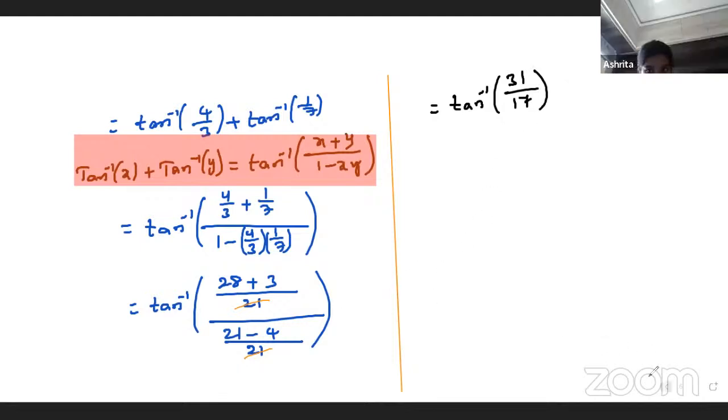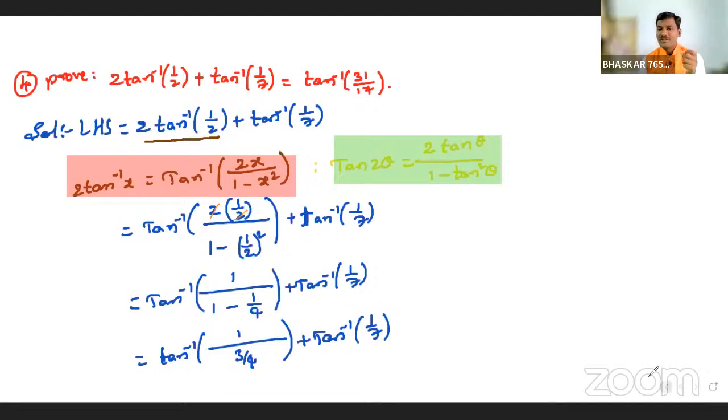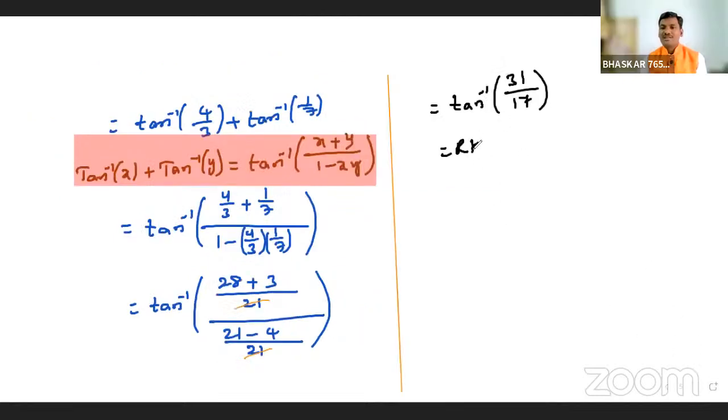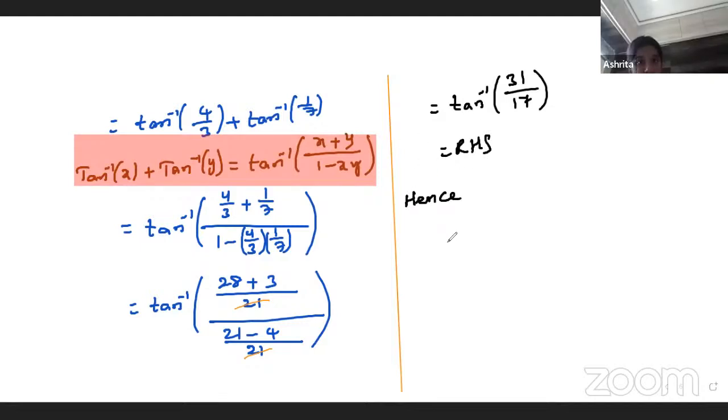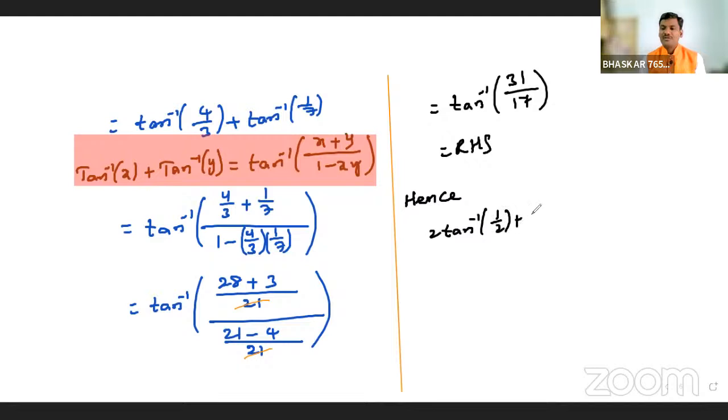17. What we have to prove? Tan inverse of 31 by 17. Is it the required RHS? Yes, so this is only the required RHS. Hence, what is proved? 2 into tan inverse of 1 by 2 plus tan inverse of 1 by 7 is equal to tan inverse of 31 by 17. Hence it is proved. Understood?